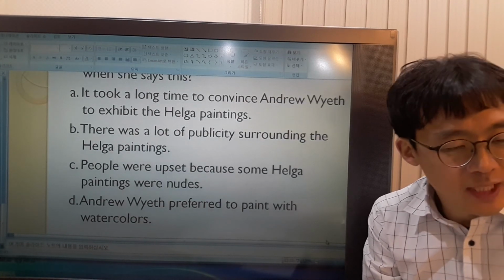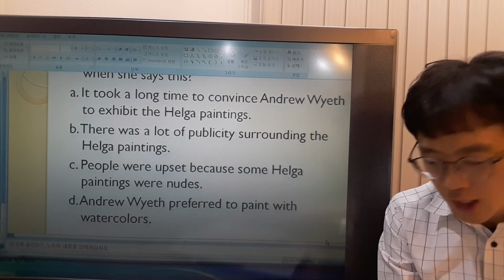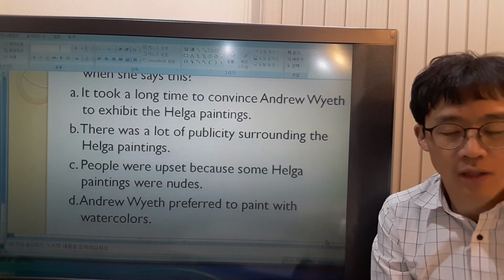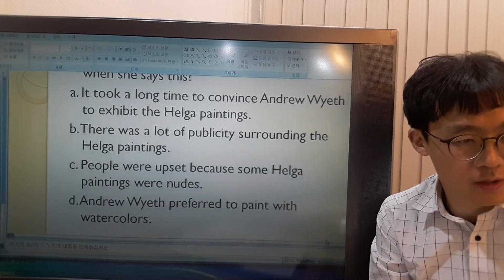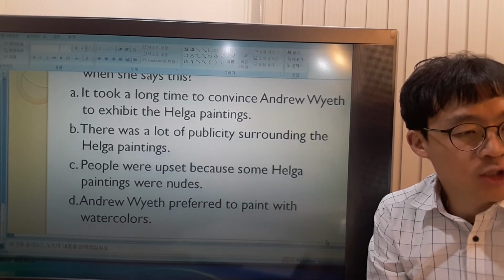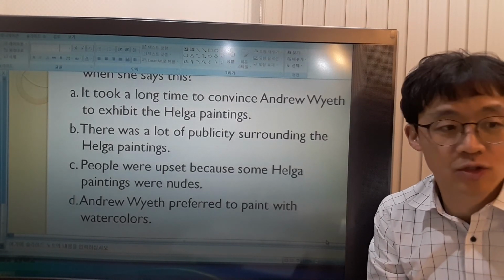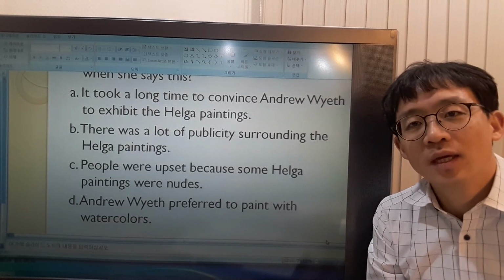C, people were upset because some Helga paintings were nudes. It doesn't mean they were upset, right? It's just that they were surprised by it and they were talking a lot about it. D, Andrew Wyeth preferred to paint with watercolors. This has nothing to do with what it means, so it's not the answer.